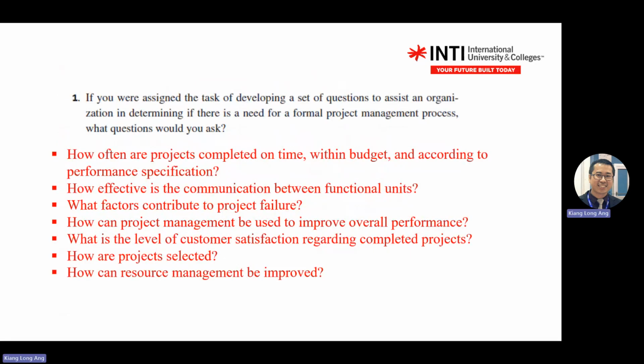Okay, so the first question, the answer is on the screen. If you are assigned to the task of developing a set of questions to assist the organization in determining whether there is a need of a formal project management process, what question will you ask? What is the question that you propose?